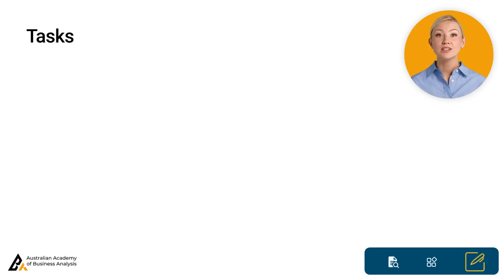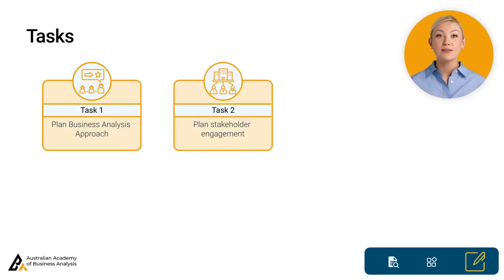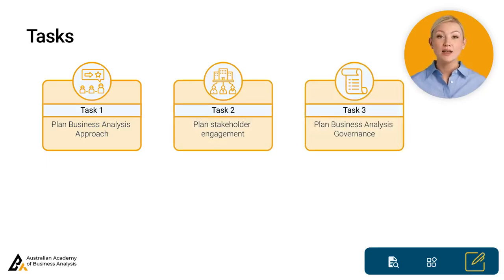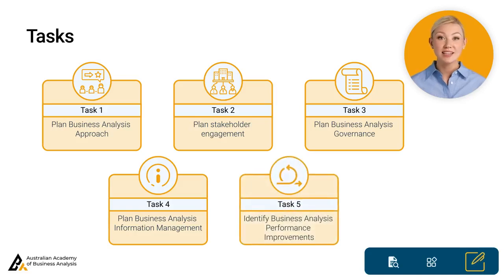There are 5 tasks to this knowledge area. It starts with plan business analysis approach, followed by plan stakeholder engagement, then plan business analysis governance, plan business analysis information management, and identify business analysis performance improvements. In subsequent videos, we are going to take up each of these tasks in detail. And we are also going to look at some of the case studies relating to these tasks.